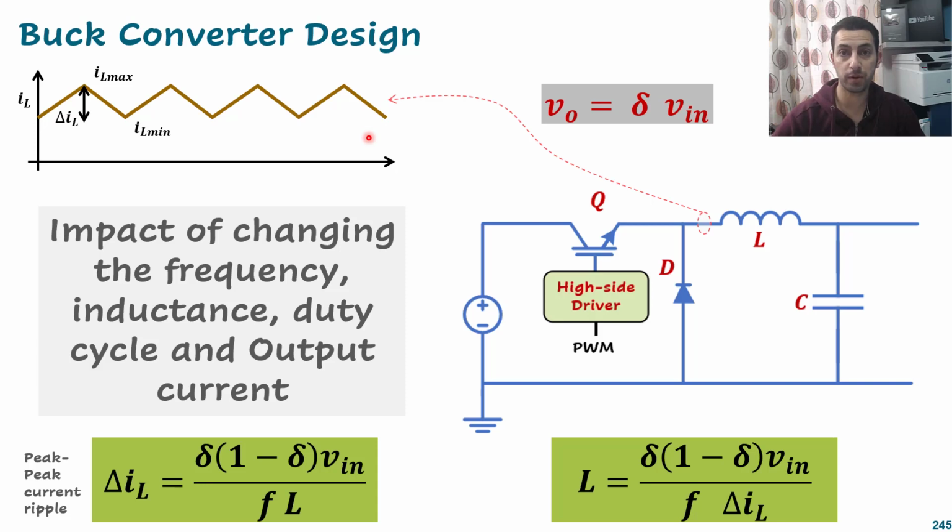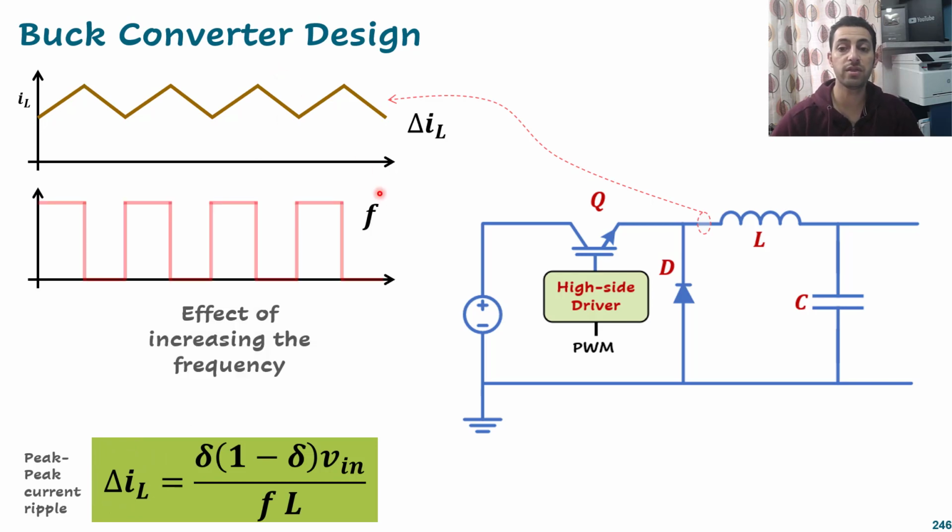Hi, this is a continuation of the power electronics lectures, and today we are going to continue looking at the buck converter. In the previous video, we saw how we derived the delta IL for the buck converter, which is the ripple of the inductor current here. Today we are going to see the impact of changing the frequency, the inductance, the duty cycle, and the output current on that ripple, because it's a very important parameter that we need to look at when we design a buck converter. So we will start with the frequency.